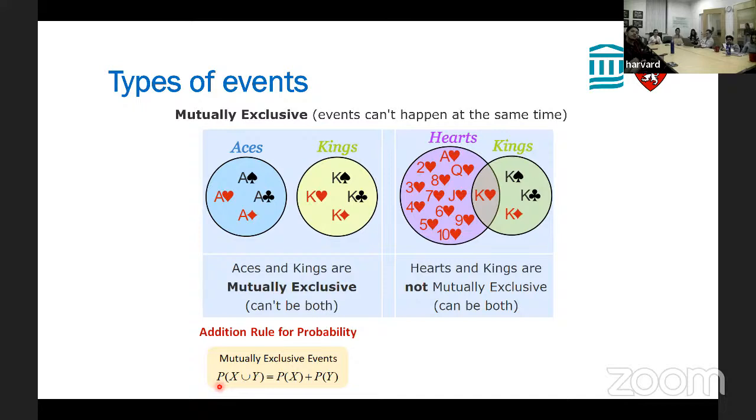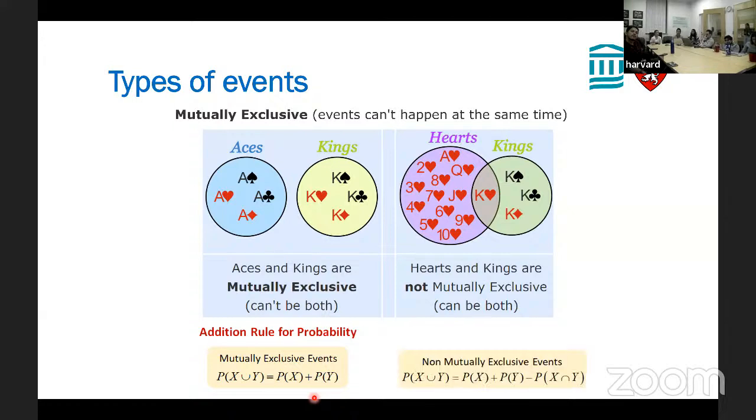Then we use a notation for each event. So for instance, in this case, this one will be X, and the other one will be Y, and we use this kind of U-shape symbol to say that we are interested in the union, the joint probability. And in this case, because they are mutually exclusive, you just sum up the probabilities, okay?